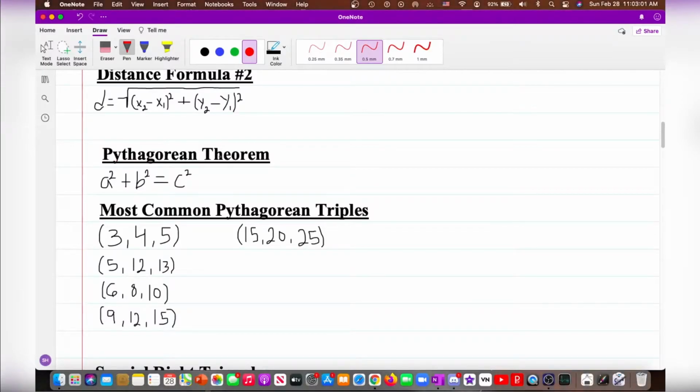Okay, next you have the Pythagorean Theorem. This is one of the more fundamental ones. So it's a squared plus b squared equals c squared. And you can manipulate this any way you want for right triangles.